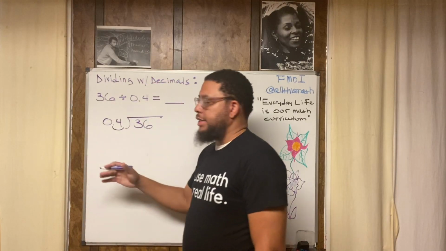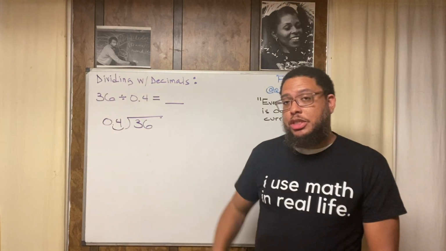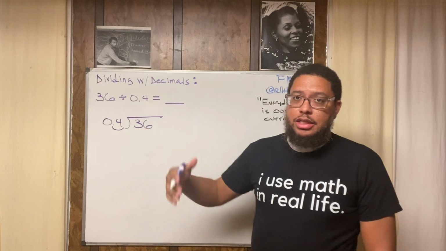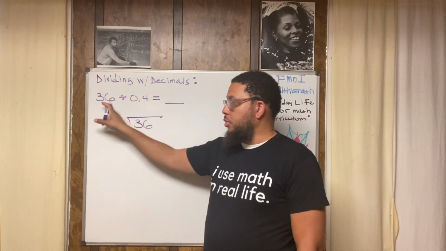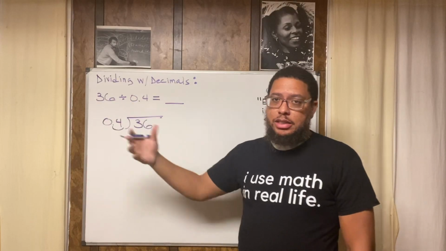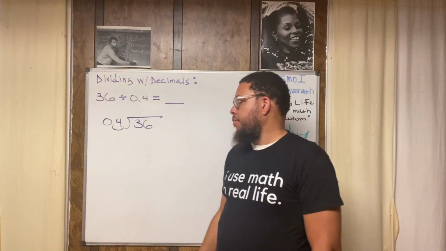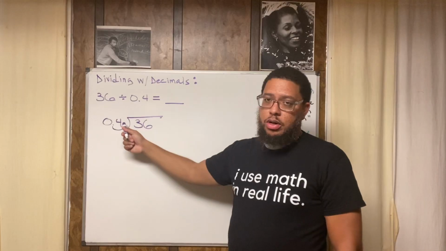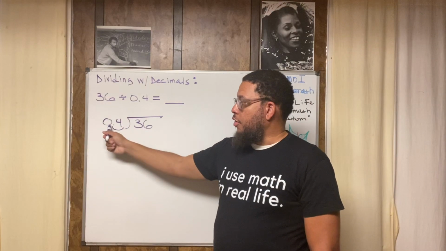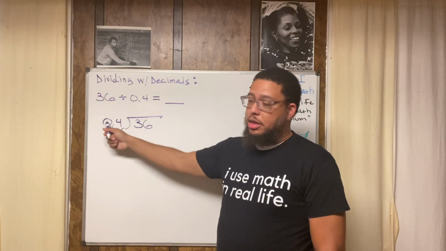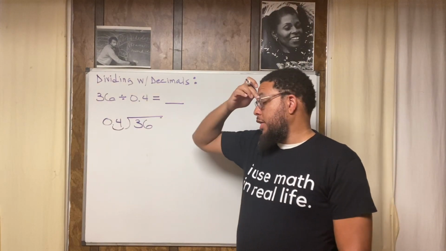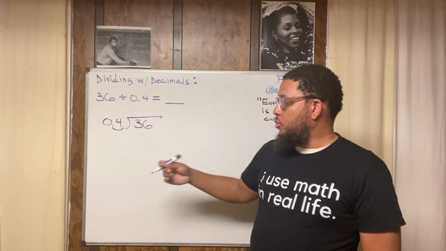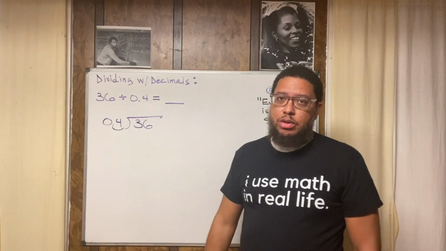But we can't just adjust the divisor. If we adjust the divisor, then we gotta adjust the dividend because we gotta maintain the same relationship between these two numbers. We're trying to find a relationship between those two numbers. So we can't just change this into a 4 and leave this as a 36. If we move the decimal point one space to the right in the divisor, we gotta also do the same thing with the dividend. Now, some of y'all watching this video might be saying, well, how are we gonna move the decimal point on 36? 36 doesn't have a decimal point.